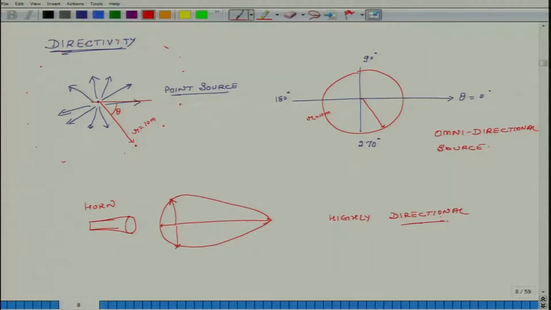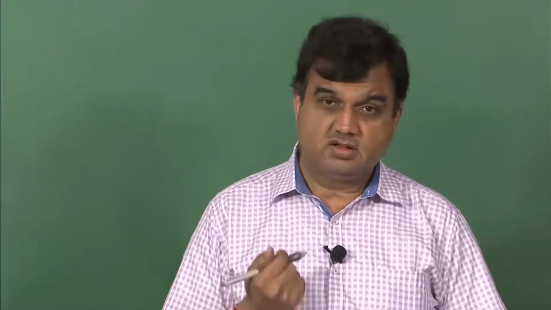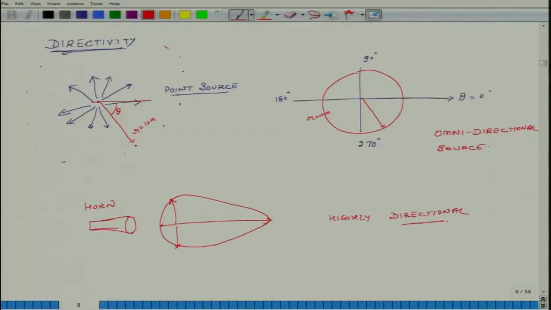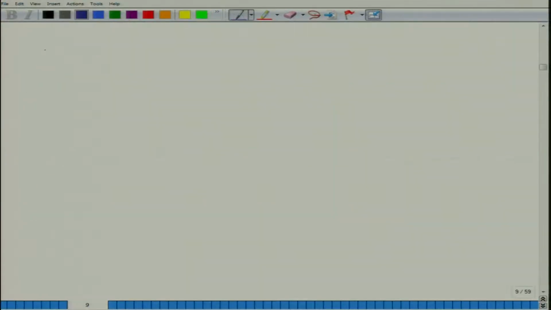So, different types of sources could be either omnidirectional or directional sources. What we want to do now is quantify how this directionality can be mathematically expressed. So, that is what we will discuss. There are three ways to quantify directionality. The first definition of directionality or quantification is through this term called beam width.